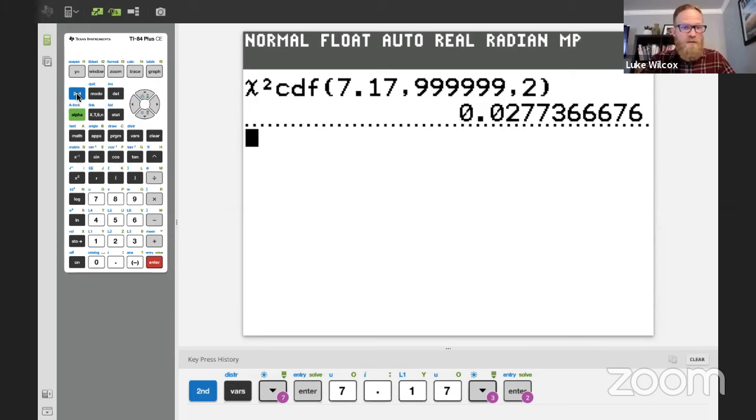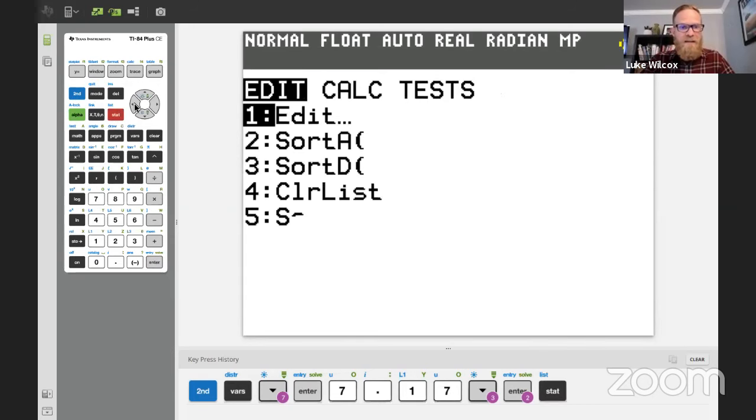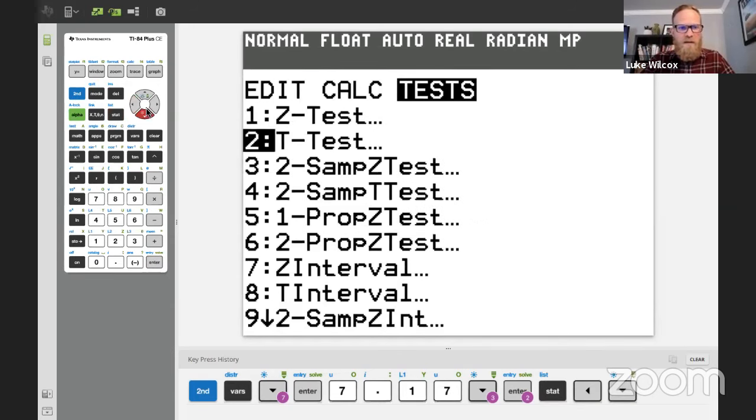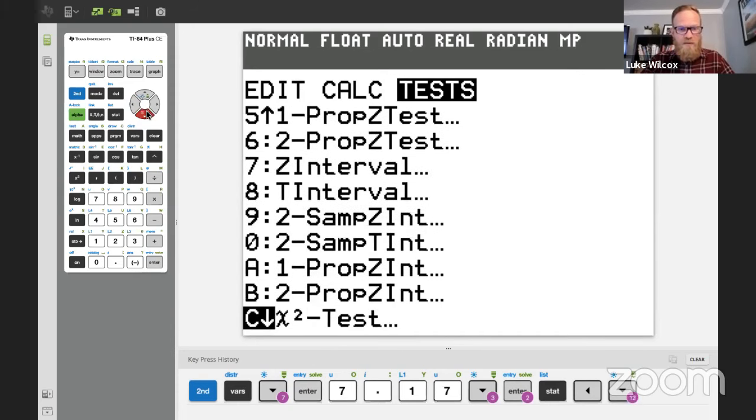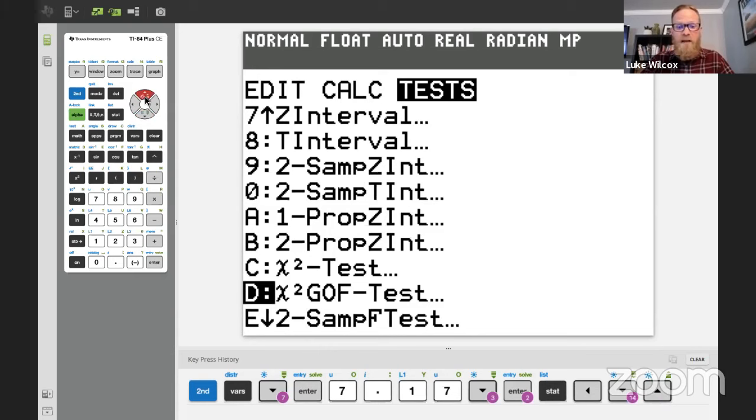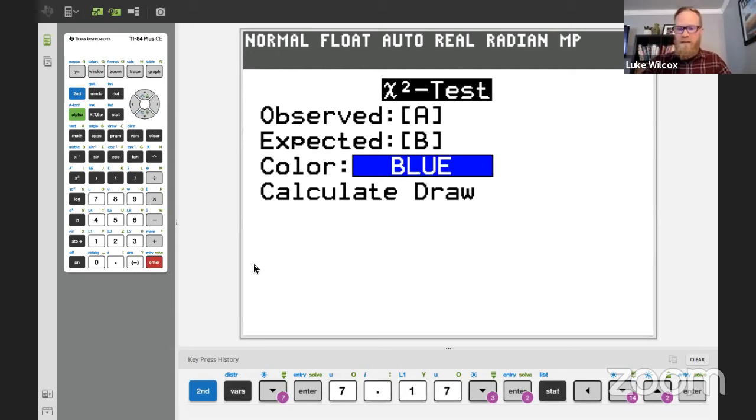So if you go to stat, and then you go over to tests, and you scroll all the way down, you're going to find eventually a chi-squared test. And you may have two of them. You may have a goodness of fit. Some calculators have it, some don't. But all of the calculators have this, the chi-squared test. Now, if you hit enter on that, what you're going to notice here is that the calculator wants you to do something in a matrix, matrix A and matrix B.